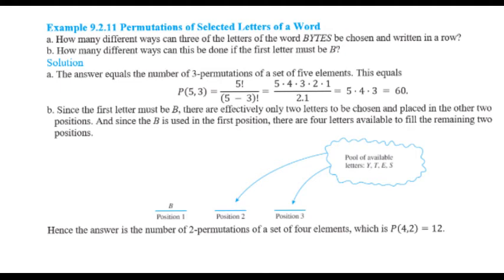And then in part B, the question is, how many different ways can this be done if the first letter must be B? That must be the letter B.